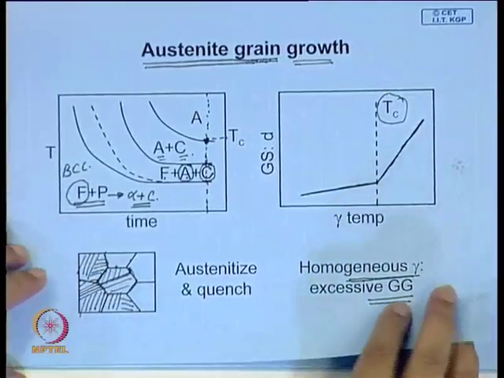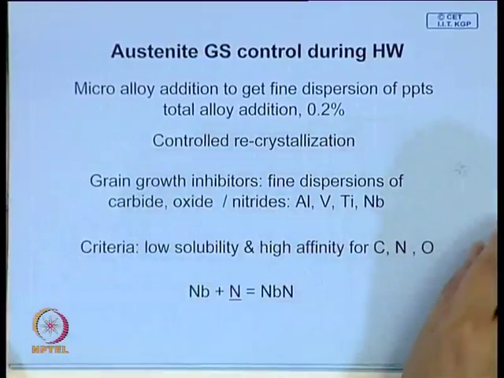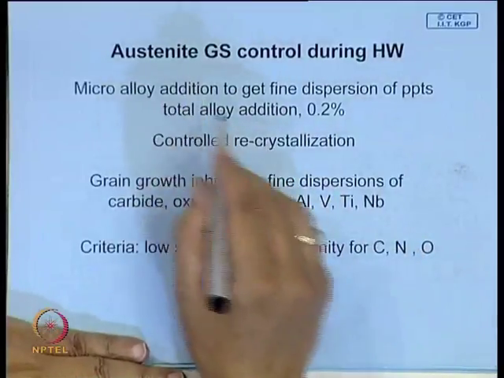So, to get fine austenite grain, one important condition is to see that you do not have very coarse austenite grain in the structure. And how do you do it? And this is what we will cover in the next few slides.